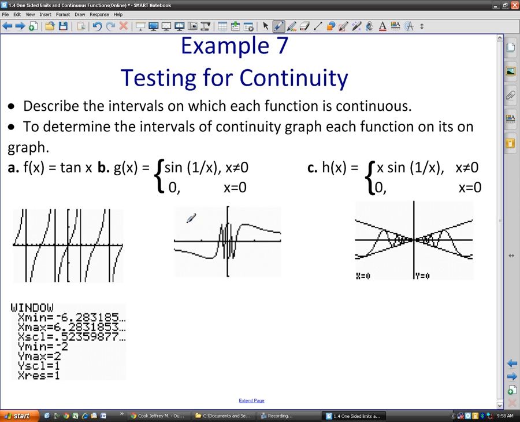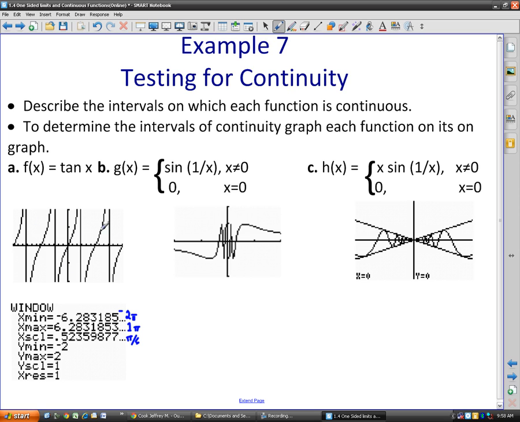Well, I graphed the tangent function, and I showed you the window down here to show you what window I was using. This is negative 2 pi. This is positive 2 pi. And then this value is pi over 6. And so those are the values that I plugged in.